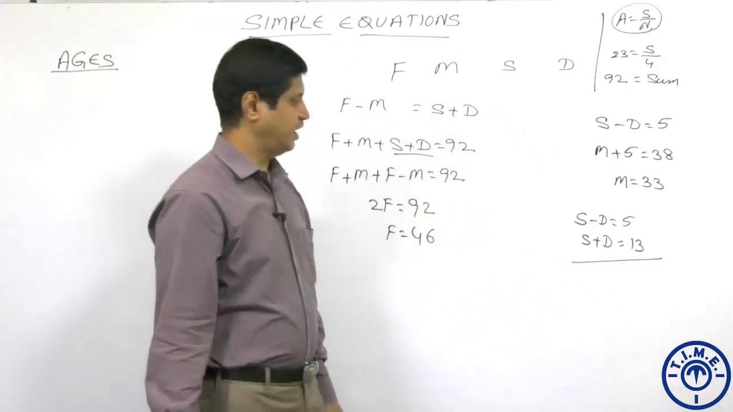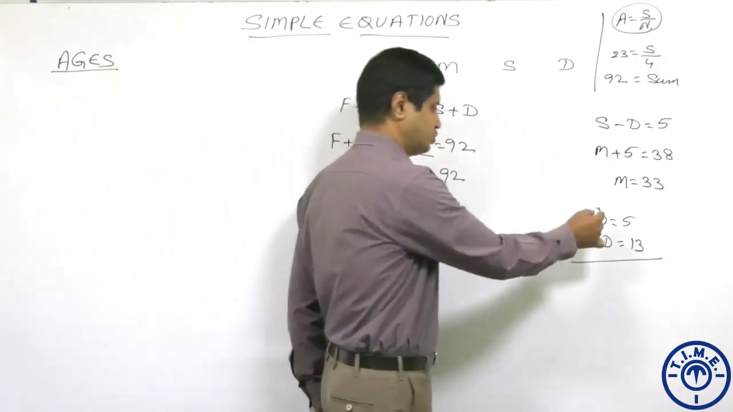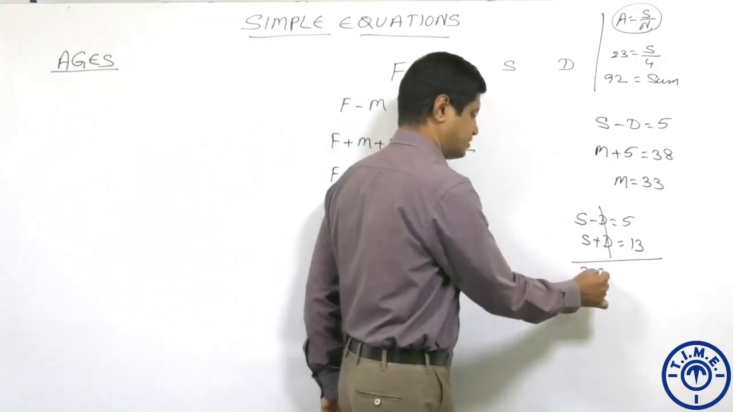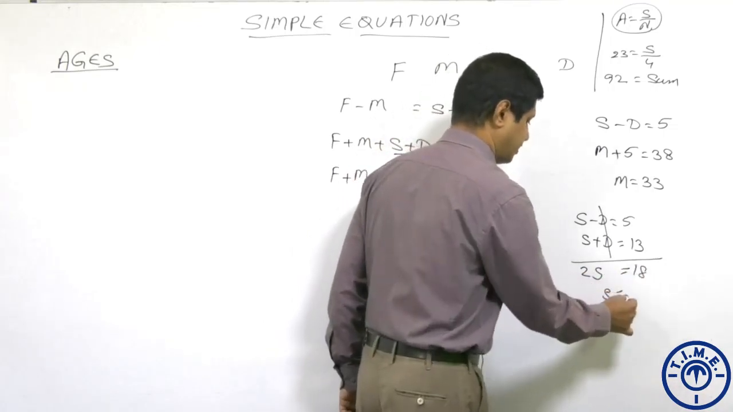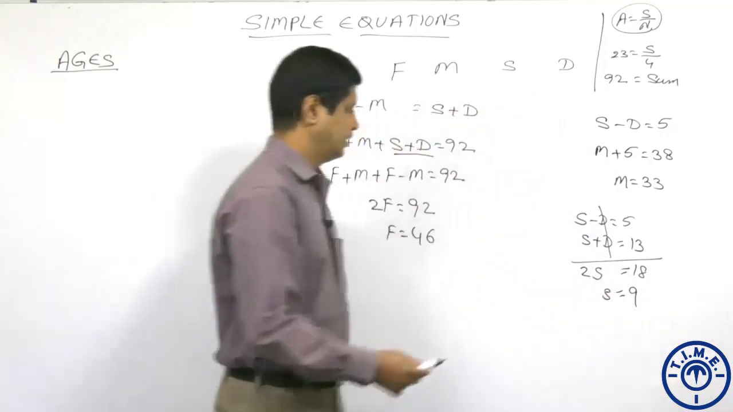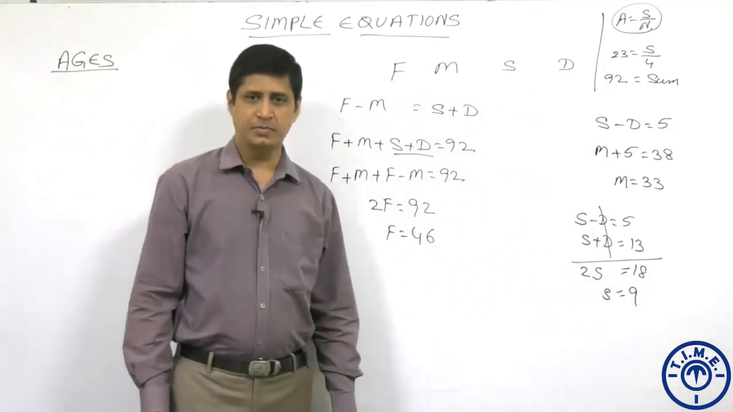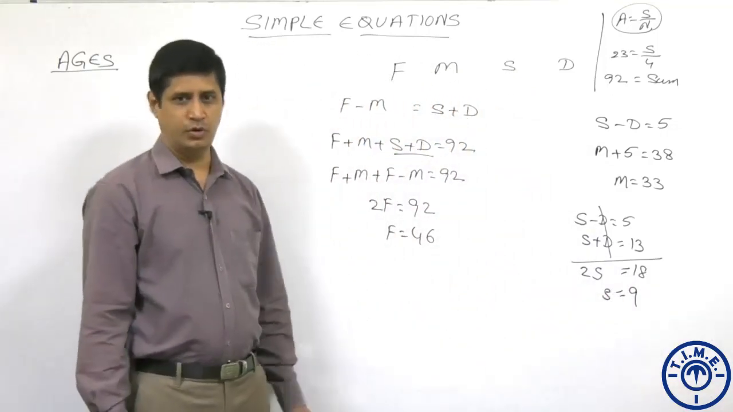Now what is the age of the son? Adding these two, D gets cancelled. 2S is equal to 18. The value of S is 9 years. Now the son is presently 9 years old.